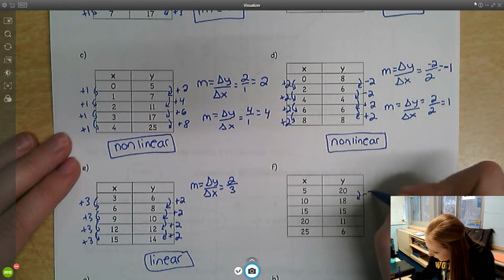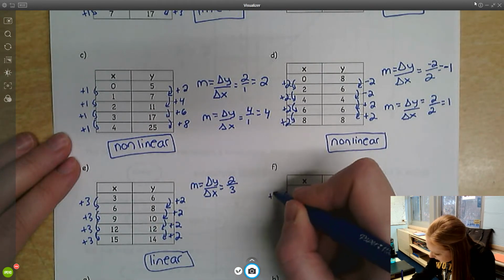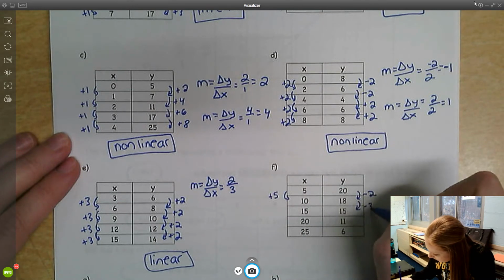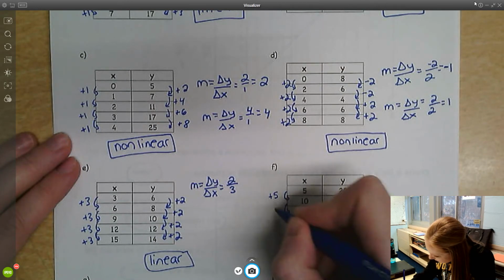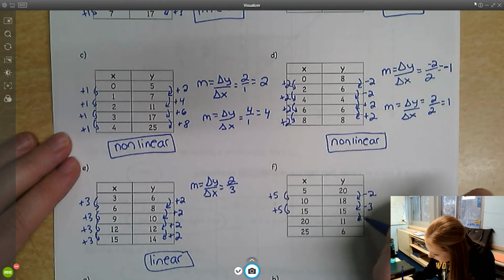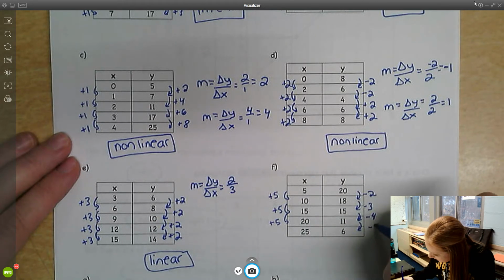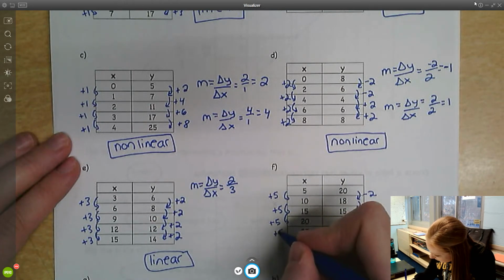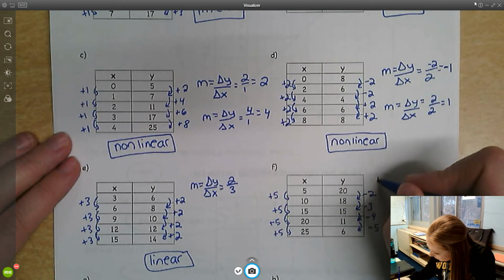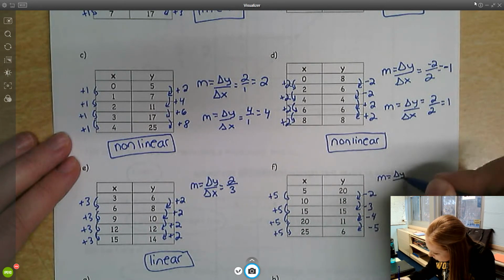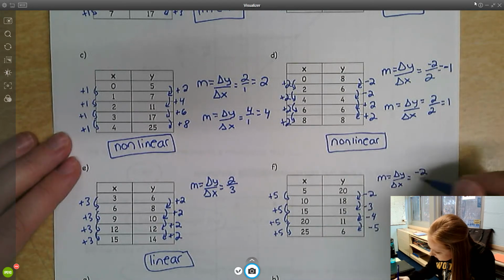Okay, for this one, we're going down 2, up 5. Down 3, up 5. Down 4, up 5. Down 5, up 5. Okay? So if we were to find our rate of change in y over change in x, our change in y for the first 2 points is -2, and our change in x is 5.